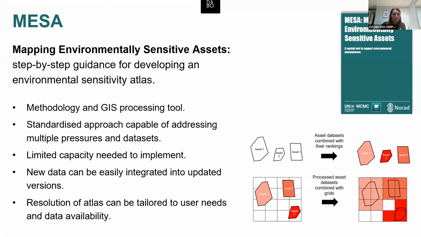How MESA works in a nutshell is that, as you can see on the right here, sensitivity rankings from very low to very high sensitivity are assigned to different environmental assets, which are represented by those polygons. That value is then attributed to the grid cells of the atlas that overlap with those assets. And that gives you a landscape level view of where sensitivity is highest to a particular pressure. MESA is a publicly available tool that runs in FME, which does require a license, as well as in QGIS. And it can be downloaded from UNEP-WCMC's website, and I'll have a link just at the end of the presentation.